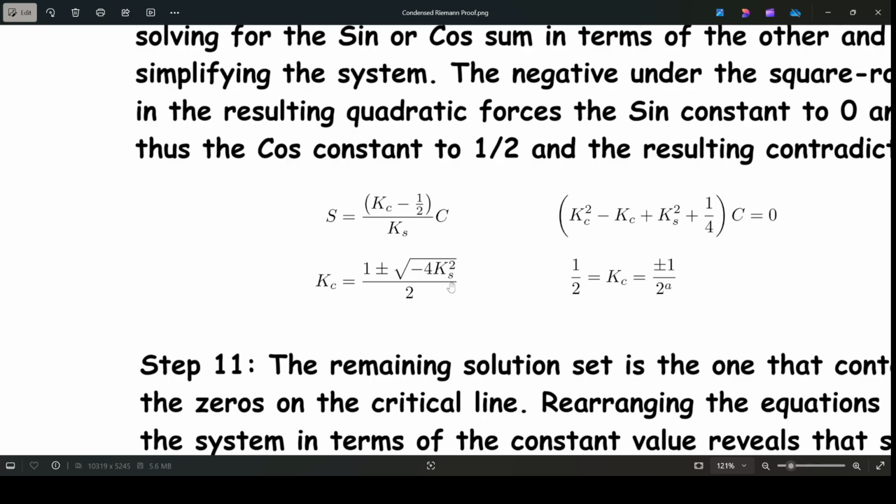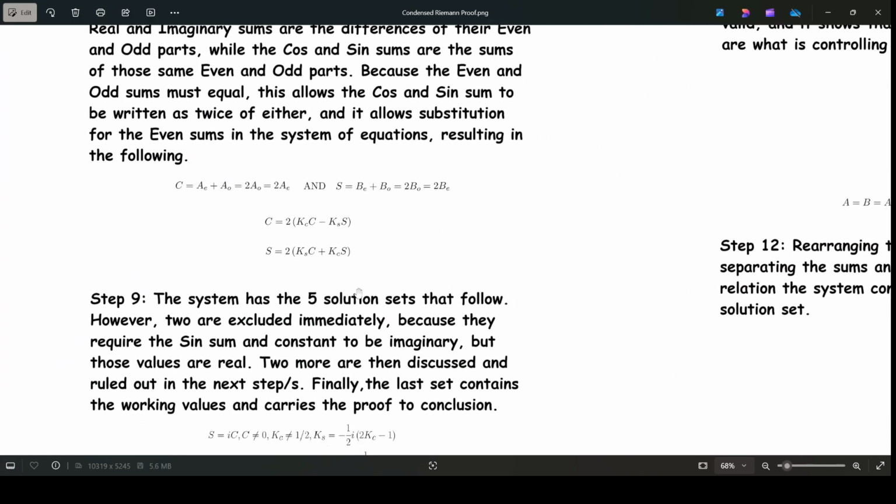And the reason is ks takes a real value or 0, but it's just still a real value. However, there's this minus 4 in here because of how the quadratic is. And that would make this whole thing imaginary, which makes this constant imaginary, which again, it's not. And that's where you kind of get these imaginary answers over here.